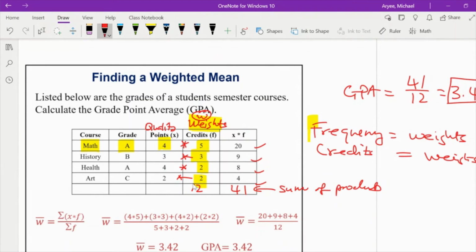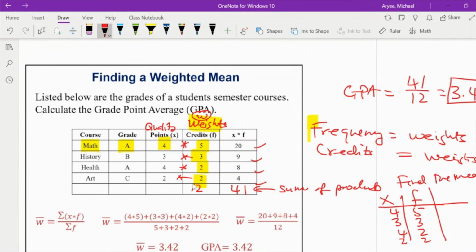All right, so I can give you something like this. X is 4, 3, 4, 2. Then I can put F here, and I would say it is 5, 3, 2, 2. Then I would say find the mean. So if I do something like this, what you're going to do is find the product first. 5 times 4 is 20. 3 times 3 is 9. This times this is 8. This times that is 4. Add it up, that gives you 41. Add your frequencies, that gives you 12. Then your mean will be 41 over 12.